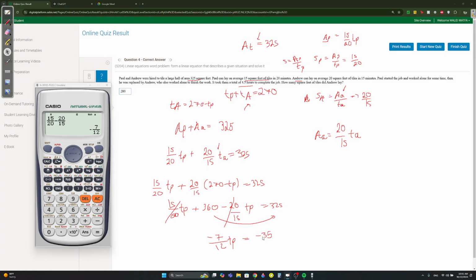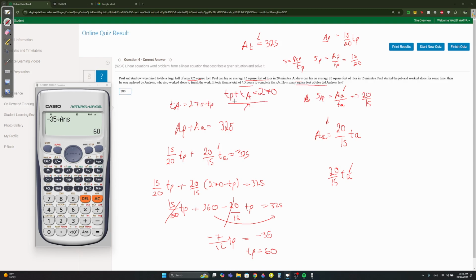So how do you solve this? Since you're multiplying here, to take it to the other side you have to divide. So minus 35 divided by minus 7 over 12, which was our answer we just got on the calculator. You get 60. So the time of Paul is 60. Okay. What do they want? They want the square feet of Andrew. The area of Andrew is 20 over 15 time of Andrew. So I'm still missing the time of Andrew.